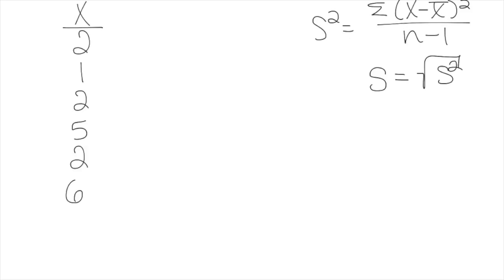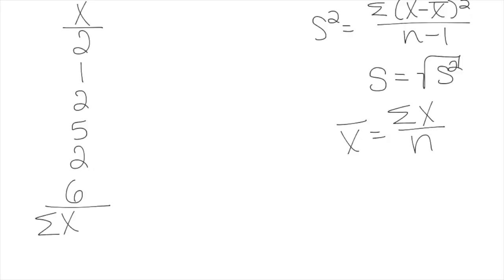So in order to calculate the variance, we're going to need the sample mean, or x bar, which is equal to the sum of all the observations divided by the number of observations. 2 plus 1 plus 2 plus 5 plus 2 plus 6 gives us a sum of 18. 18 divided by 6 gives us a sample mean of 3.